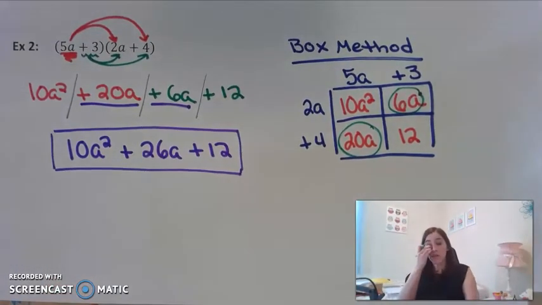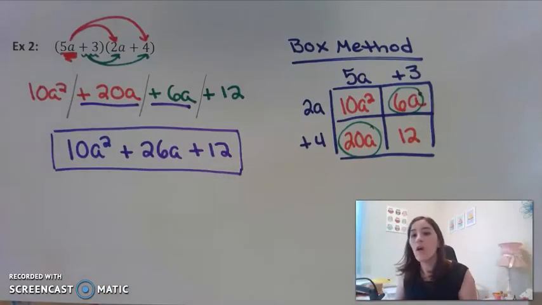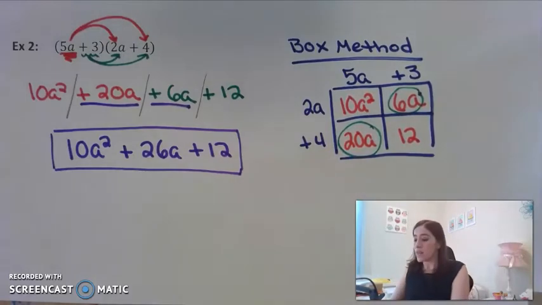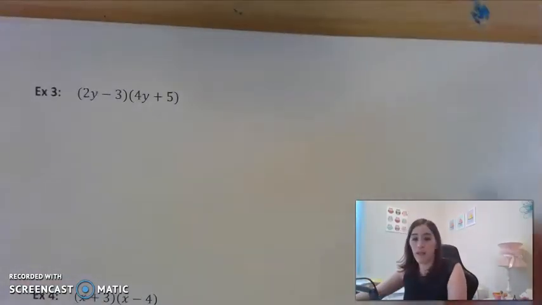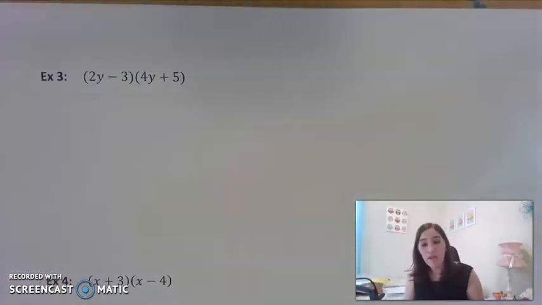So I'm actually going to show you both of these methods, and tomorrow you're going to have an option on which video you want to watch. Do you want to watch the FOIL video or double distribution video, or would you rather do the box method? So it's up to you. Let's get some more practice. Okay, so for number 3, I'm going to show double distribution again, and then on number 4, I'm going to show you the box method again.